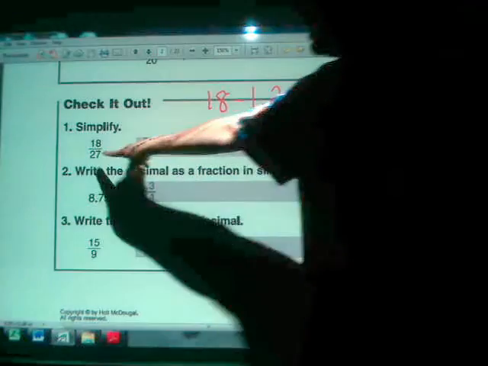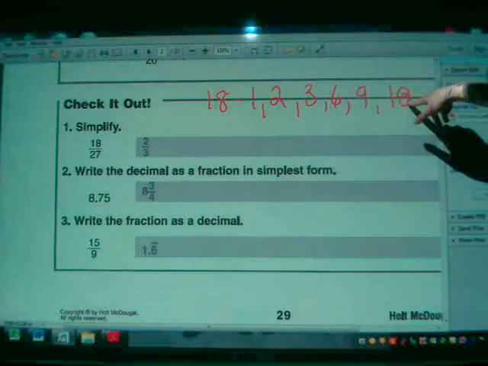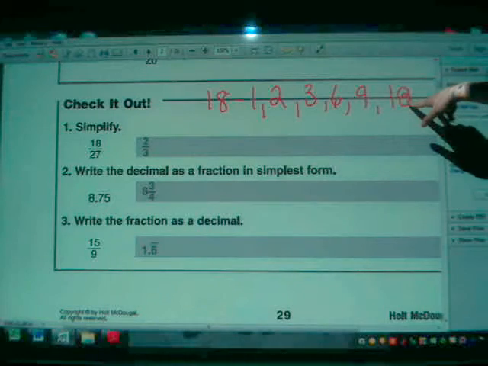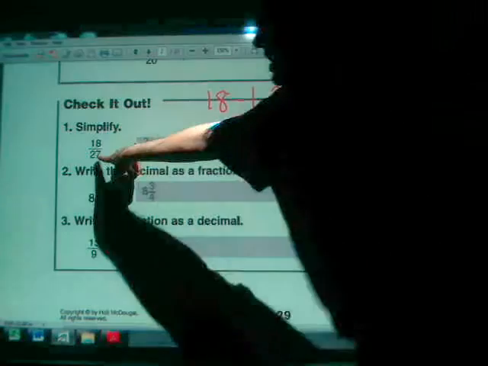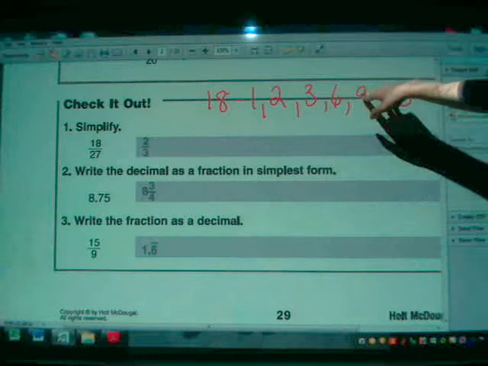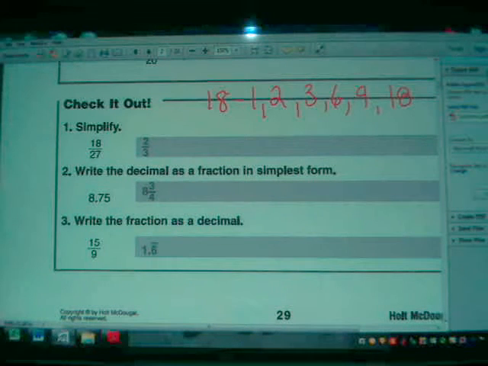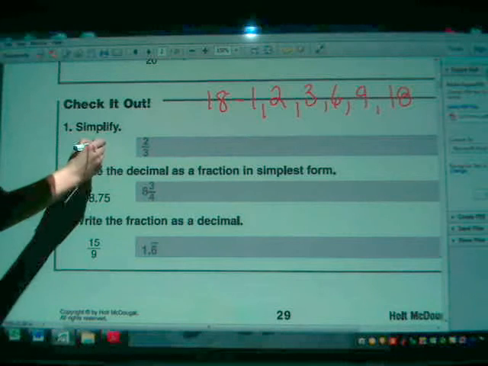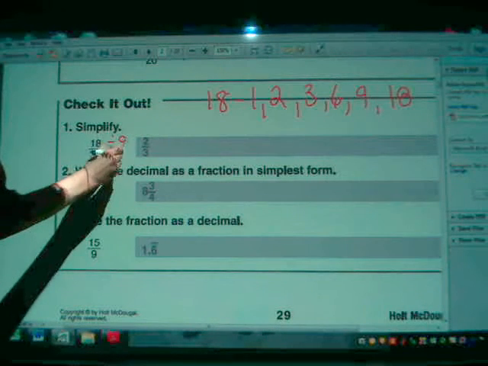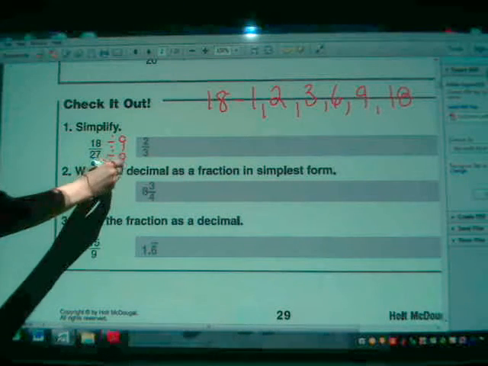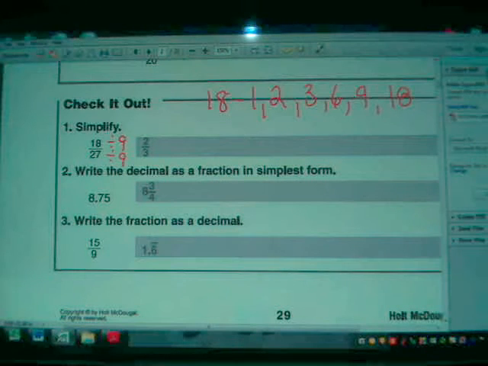So start with 27. Can it divide out 18? No, it cannot. It's a decimal on the calculator if you checked it. But 27 divided by 9 does indeed work. So that means the greatest common factor is 9, and so I'm going to divide 9 out of both the numerator and the denominator. And when I do 18 divided by 9, I get 2, and 27 divided by 9 yields 3.